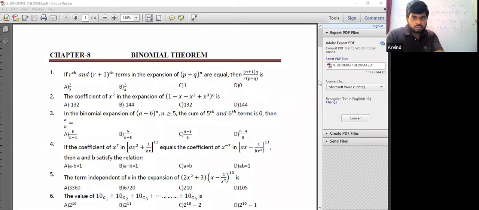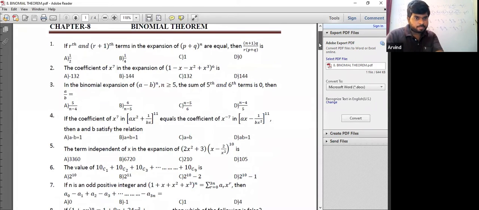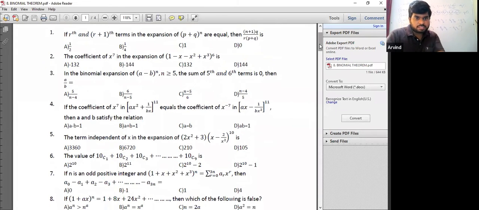Okay, we'll go to the next problem. In the binomial expansion of (a minus b) whole to the power n, the sum of the fifth term and sixth term is 0. Then what is a by b equal to? Okay, this also you can do it. Fifth term, sixth term, you can easily do it. And the fifth term plus sixth term is equal to 0, they have said.